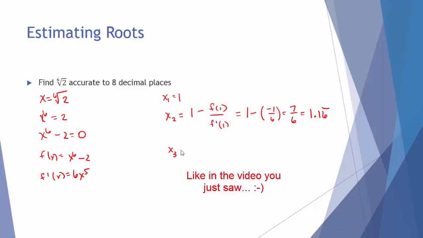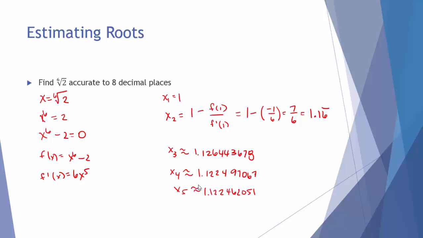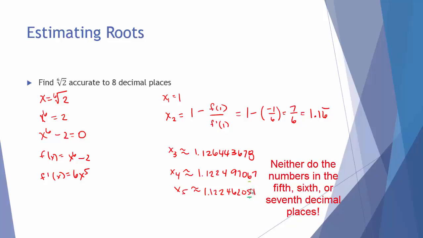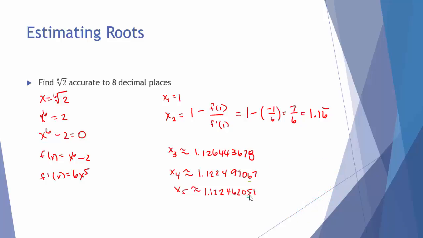For x sub 3, I got approximately 1.126443678. And let me write down a couple more of these, and then we'll talk about the 8 decimal places. If you take a look at x sub 4 and x sub 5 and look at the 8th decimal place, this is the 8th decimal place in x sub 5. Notice they don't have the same number. Even if you take rounding into consideration, they don't have the same value. So what that tells me is this is not accurate to 8 decimal places. It is accurate to as many as they have in common. Notice right here, we start to see a difference between the 9 and the 6.